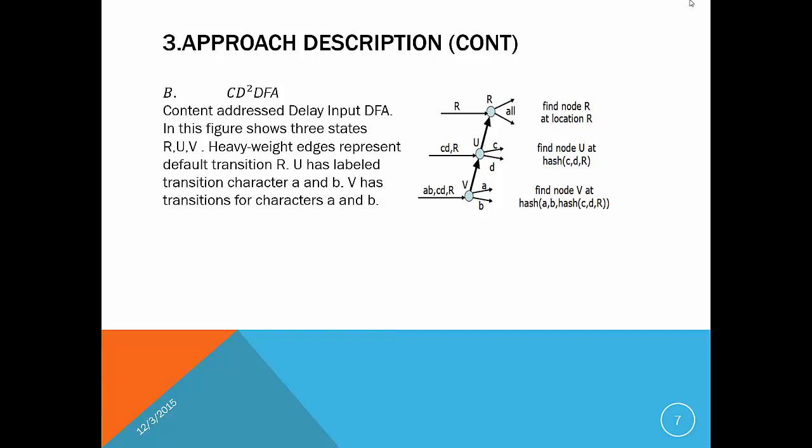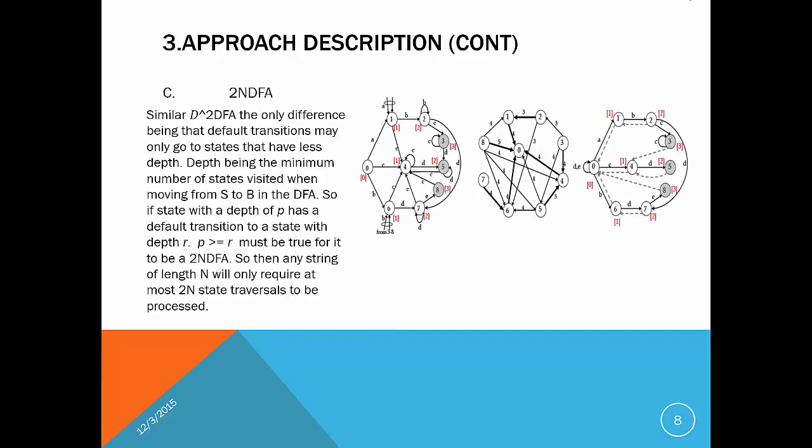The content label for the transition entering state U is CDR, and the label tells us that the state U has outgoing transitions labeled by the characters C and D, that its parent is R, which is the root of default transitions. This tells us that the state V has outgoing transitions labeled with the characters A and B, that is its parent's transitions. I'll pass to my friend Austin.